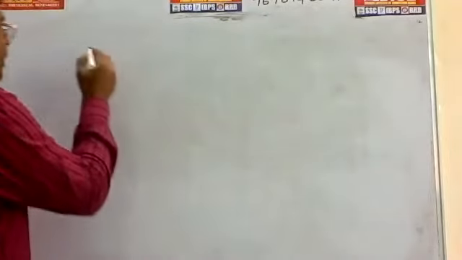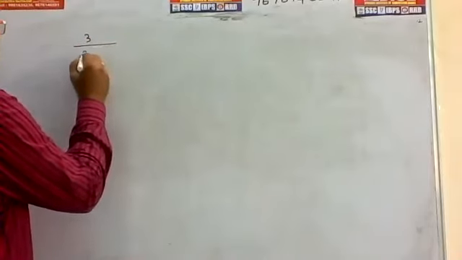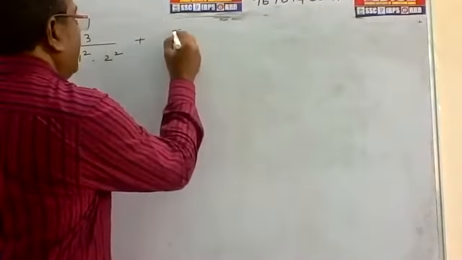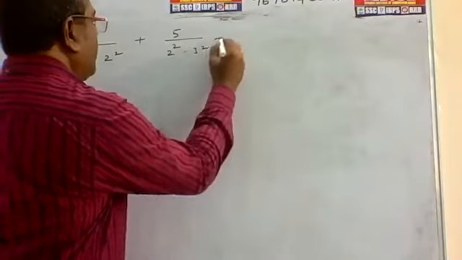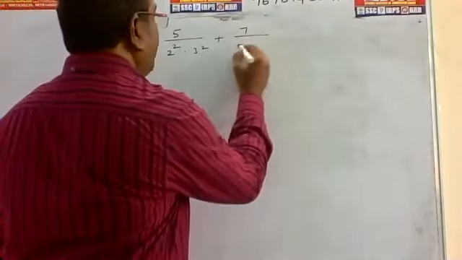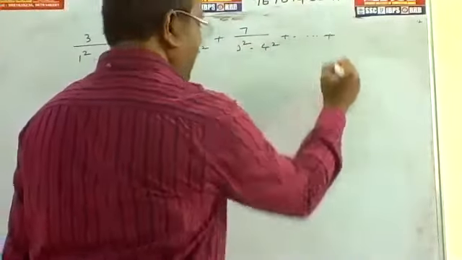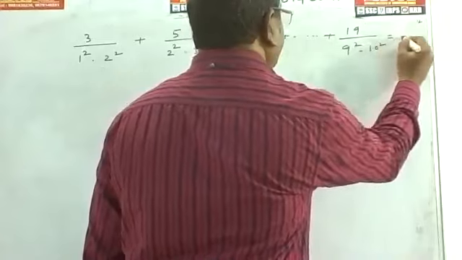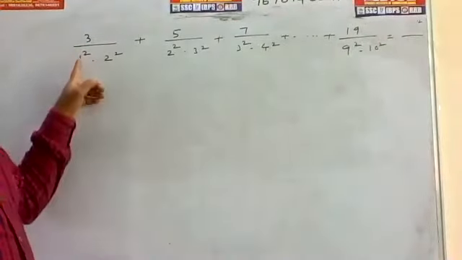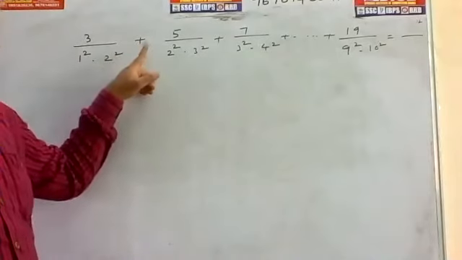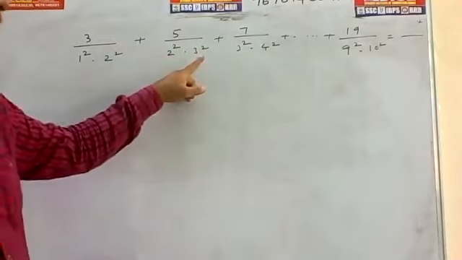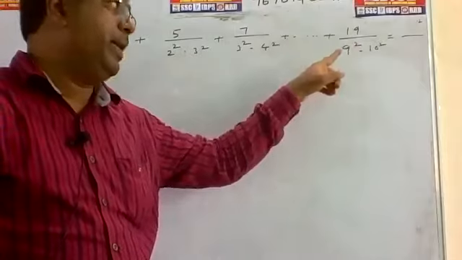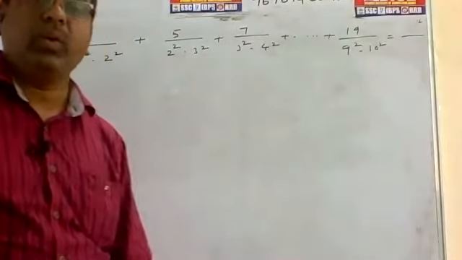See one question. 3 by 1 square into 2 square plus 5 by 2 square into 3 square plus 7 by 3 square into 4 square plus so on, the last one being 19 by 9 square into 10 square, is equal to dash.